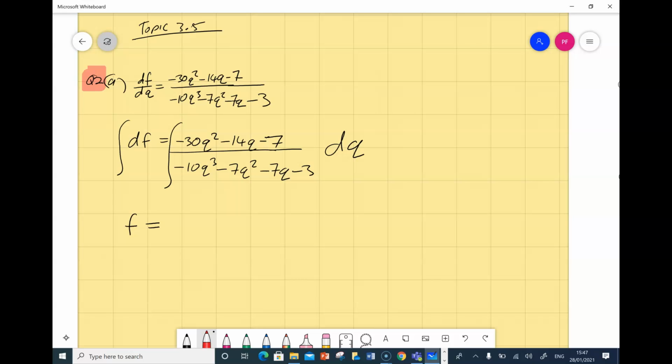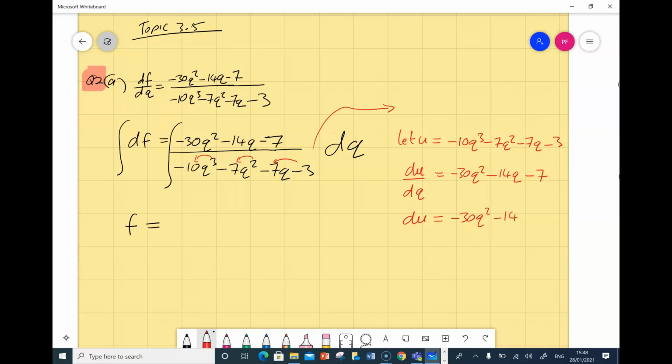I do notice, however, that if I differentiate my bottom line, I'll end up with my top line. That means this is integration by substitution. So I'm going to let u equal the bottom line, minus 10q cubed minus 7q squared minus 7q minus 3. I'm going to differentiate that. du/dq is equal to minus 30q squared minus 14q minus 7, and I'm going to bring my dq over.